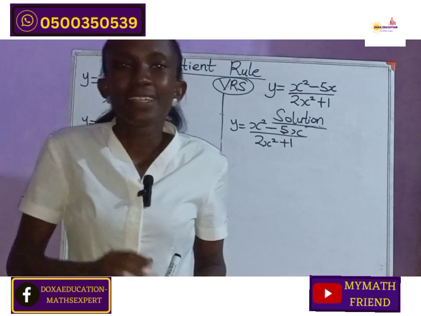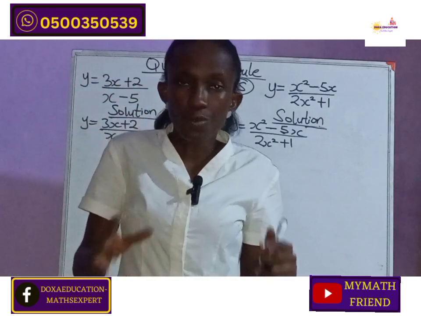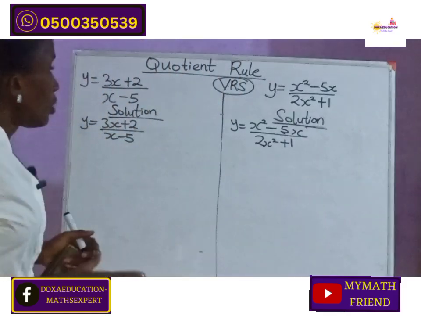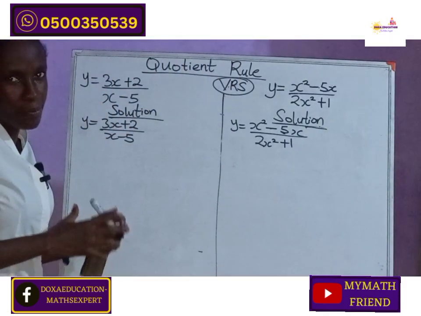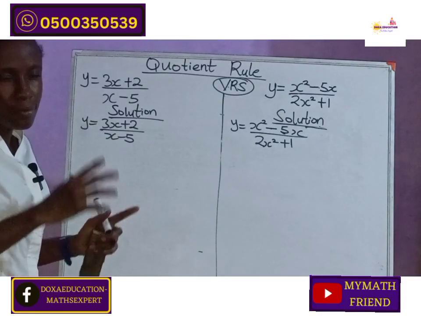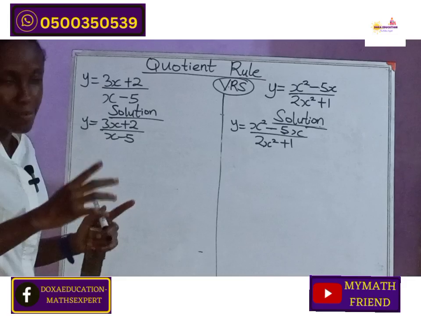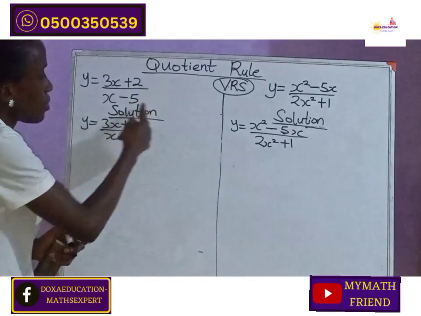Let's look at the quotient rule. In the previous video we looked at the product rule, where we have two functions multiplying themselves, since we can't separate them, we can't differentiate to have single terms. Now with the quotient rule, we have two functions dividing themselves.